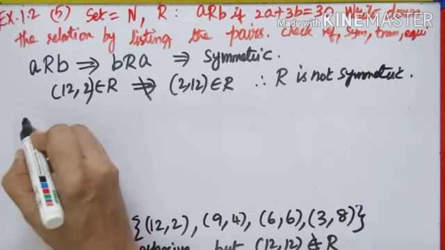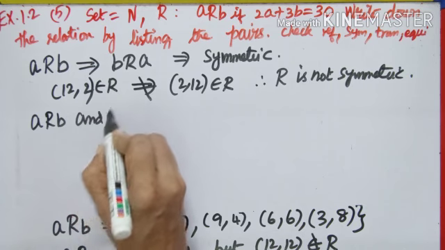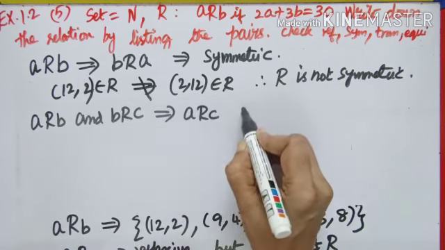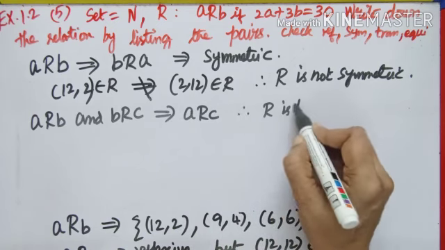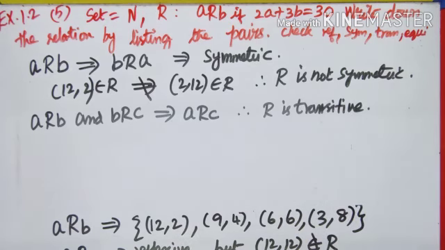The next idea, transitive. If (a, b) and (b, c) imply (a, c), then R is transitive. Check in this problem whether it holds. Take (12, 2). I must check 2 to some number, but from 2 there is no combination. (9, 4): from 4 there is no combination. (6, 6): from 6 to anything else, no combination. (3, 8): from 8 also none.